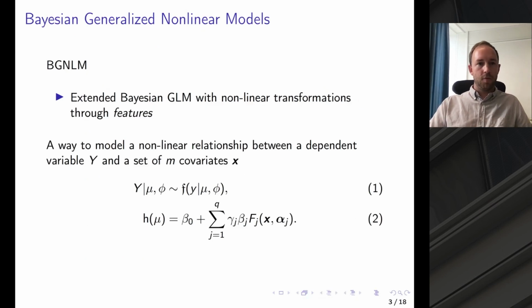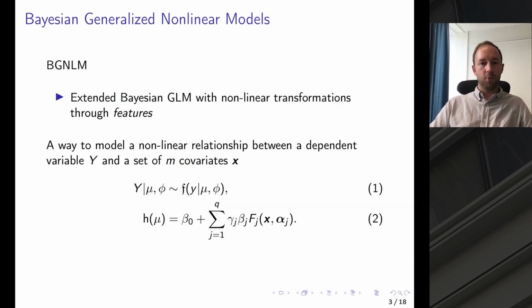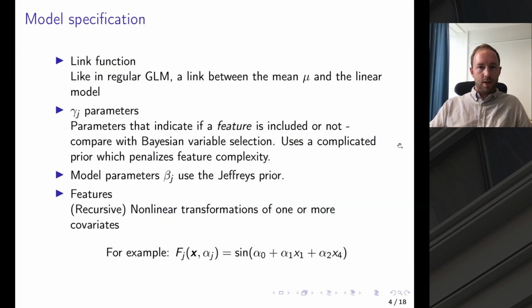So first, we have Bayesian generalized nonlinear models. It can be thought of as an extended Bayesian GLM with nonlinear transformations through something that we call features. It is a way to model a possibly nonlinear relationship between a dependent variable y and a set of m covariates x. And I will, on the next slide, go into a bit more of some of the components here. But here we have the link function linking the mean to the linear predictor. And that works just like in a regular GLM.